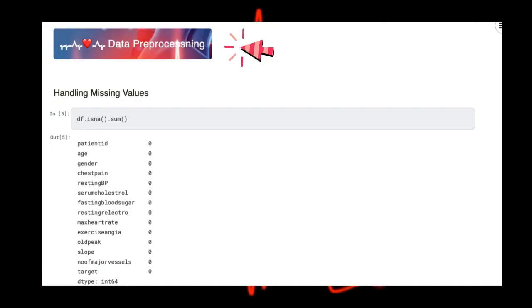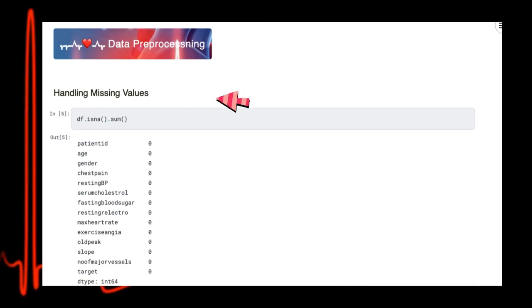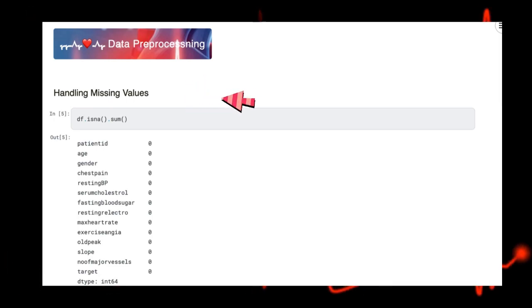Data preprocessing. Before we start our analysis, we need to preprocess our data. This involves handling missing values, encoding categorical variables, and more. To ensure our dataset is clean and ready for analysis, we need to check for any missing values. We use the isna().sum() method to count the number of missing values in each column.